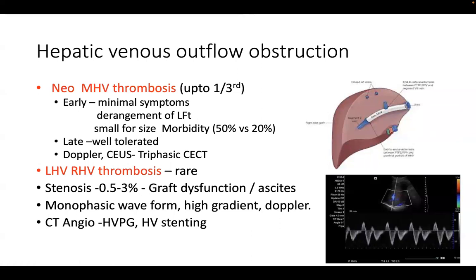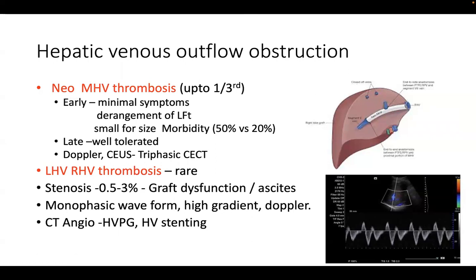The middle hepatic segment, segments 5 and 8, their outflow needs to be reconstructed because they've been disconnected from the middle hepatic vein. That is very important to give the liver adequate outflow, and this is usually done with either a cadaveric portal vein, the portal vein of the recipient, or a PTFE graft. So this MHV thrombosis is a fairly frequent occurrence.